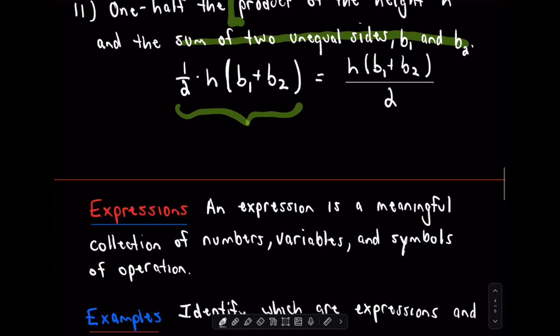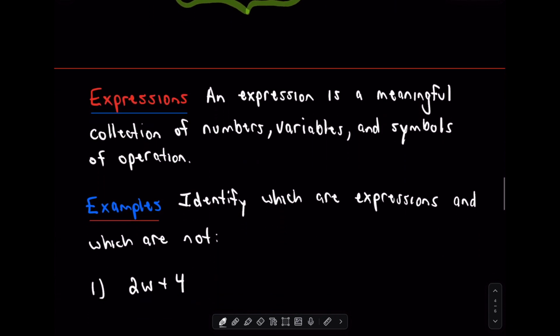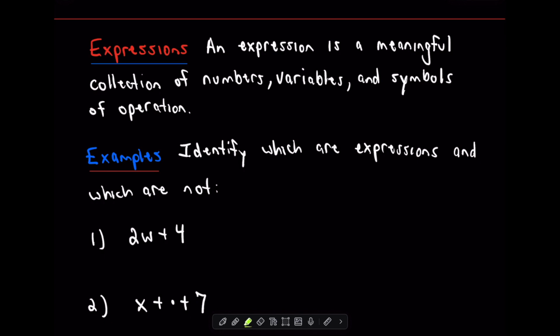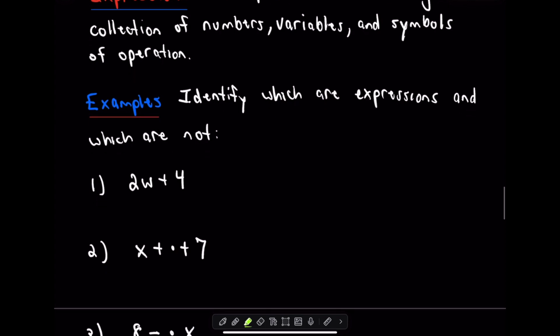Okay. Now, I keep using the word expression, and I didn't really define it, but let's look at this real quick. I've got fewer examples of these. So an expression is a meaningful collection of numbers, variables, and symbols of operation. Well, to me, this sort of begs the question, what does it mean to be meaningful, right? We're doing a little hand waving here, and hopefully we can just point out a few examples about kind of what to look for and why things don't make sense.